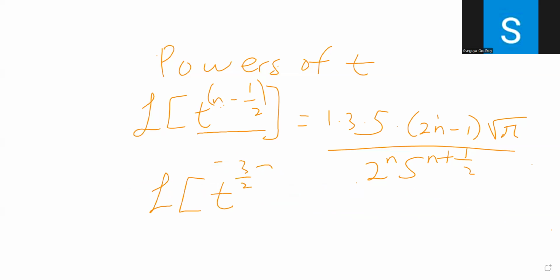Let us try 3 over 2. This will equal to L{t^(2 - 1/2)}, because 2 is the same as 4 over 2. 4 over 2 minus a half, that is 3 over 2. And now we identify the value of n. Our value of n is 2 according to the formula up.